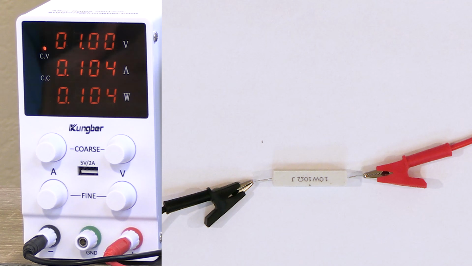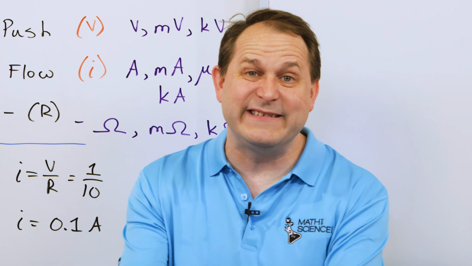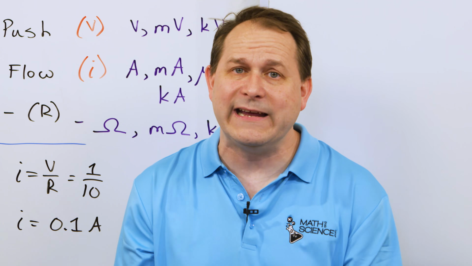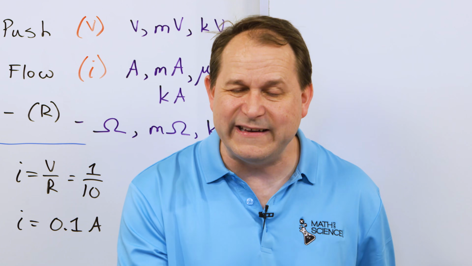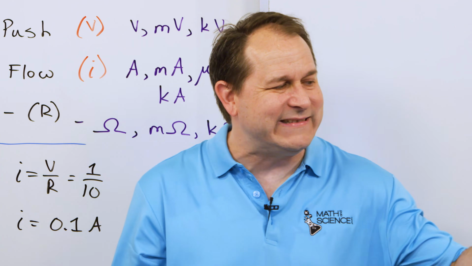So this is what I'm saying. It's not exactly 0.1 amps, but that's just because there's a little play in the knob here. There's a little bit of inaccuracy in the display. There's a little bit of resistance in the wires connecting everything together. And also this resistor is not exactly a 10 ohm resistor. But notice that we get what we predict, about 0.1 amps.